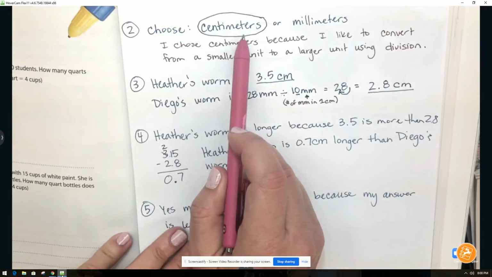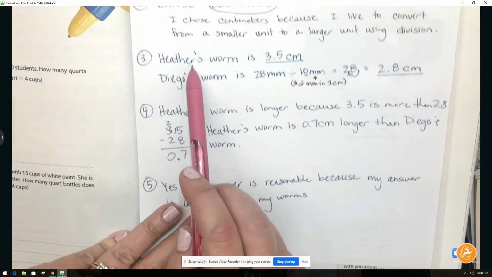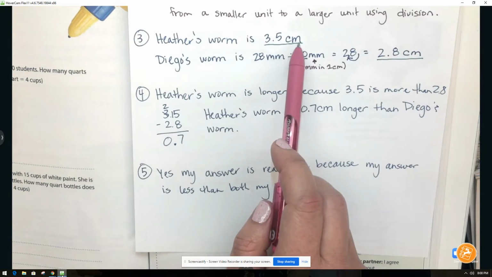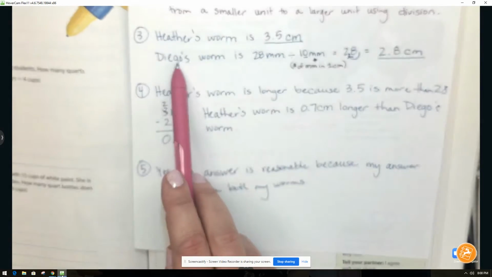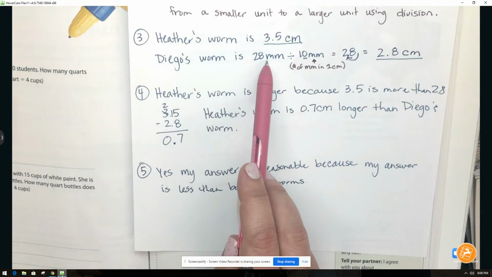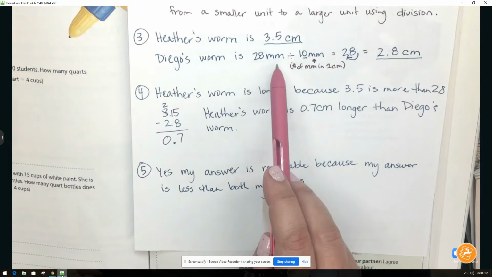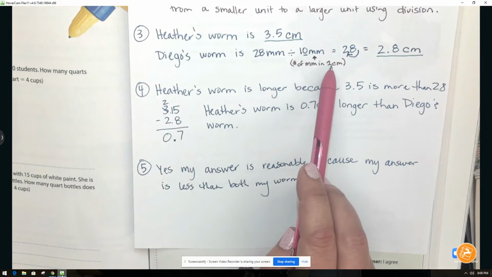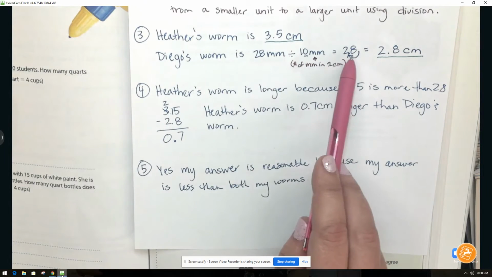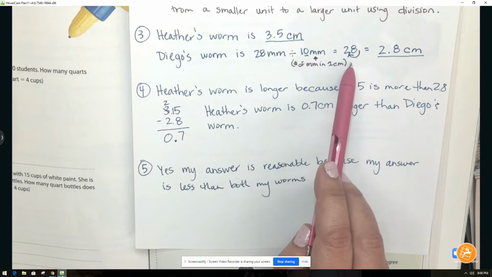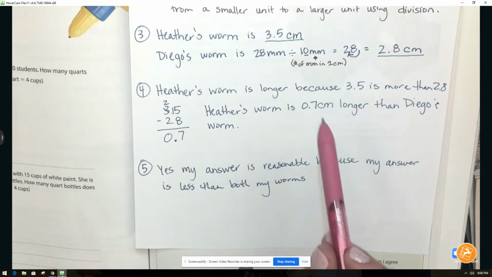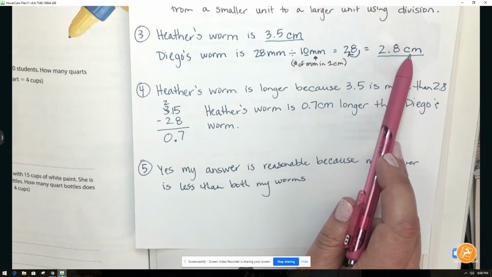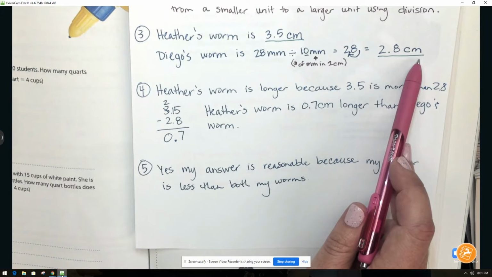So if you had chosen centimeters, then we would have first decided, all right, well, Heather's worm is already 3.5 centimeters, so we don't need to convert it. Then we would have said, okay, well, Diego's worm is 28 millimeters. Now, when we're converting from a millimeter to a centimeter, we need to divide. So we divide 28 millimeters by 10 millimeters because there's 10 millimeters in 1 centimeter. And we take that 28, we move it over here, and then we move our decimal 1 place value to the left. Remember, when we divide, we move the decimal to the left. And so we know that Diego's worm is 2.8 centimeters long, or 2 8/10 centimeters long.